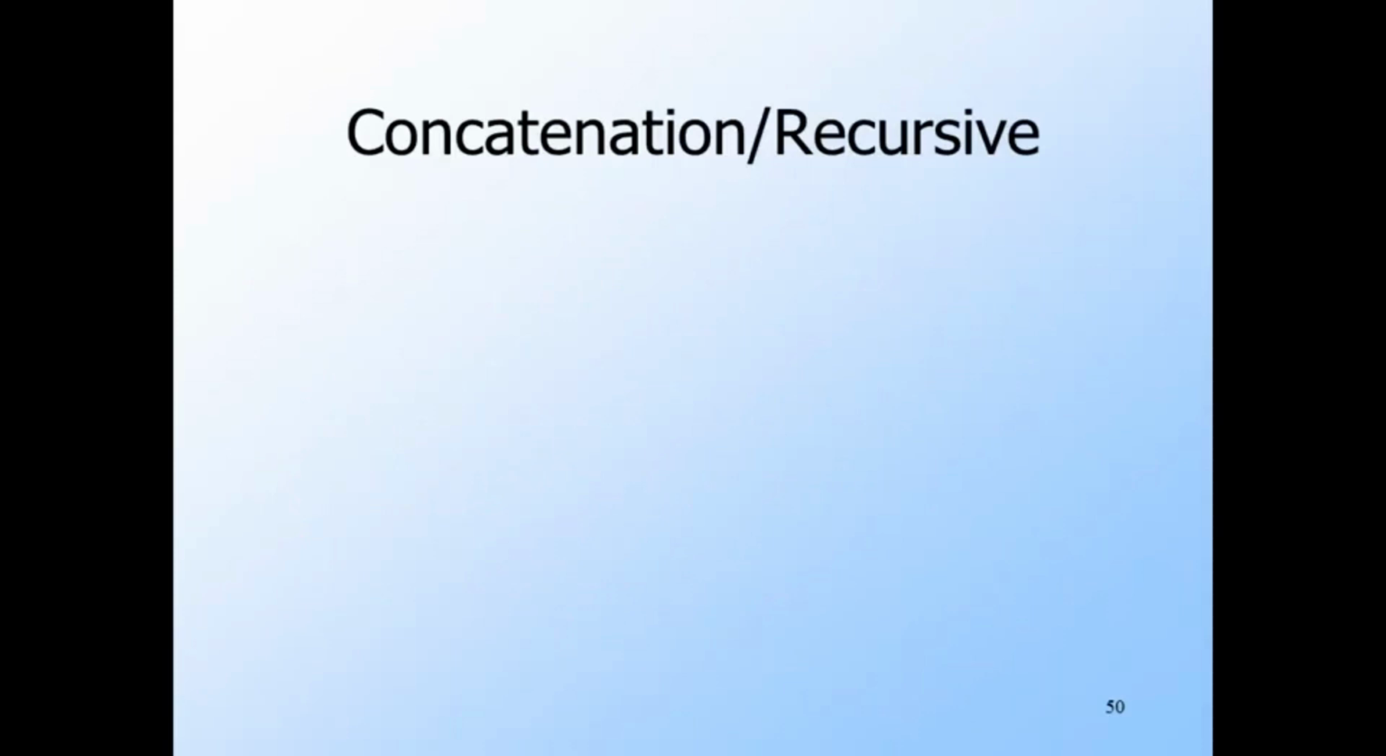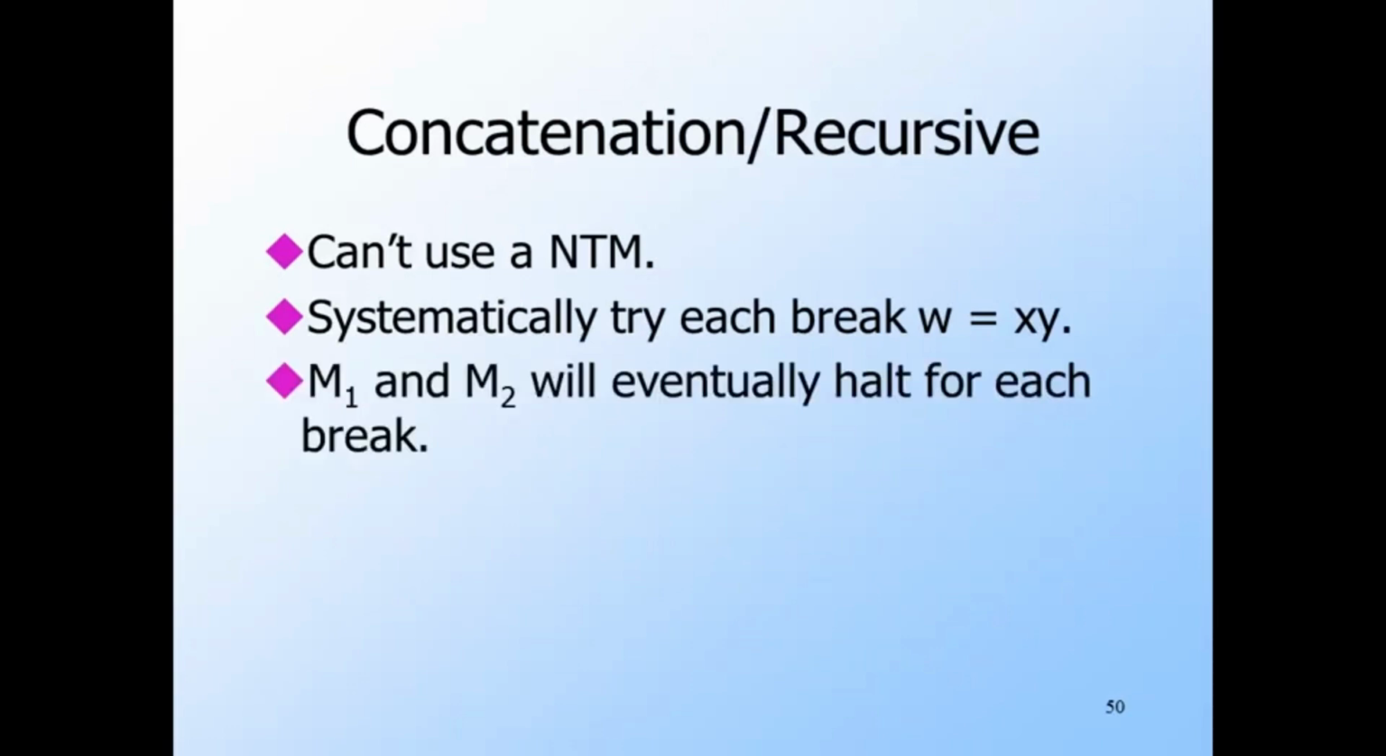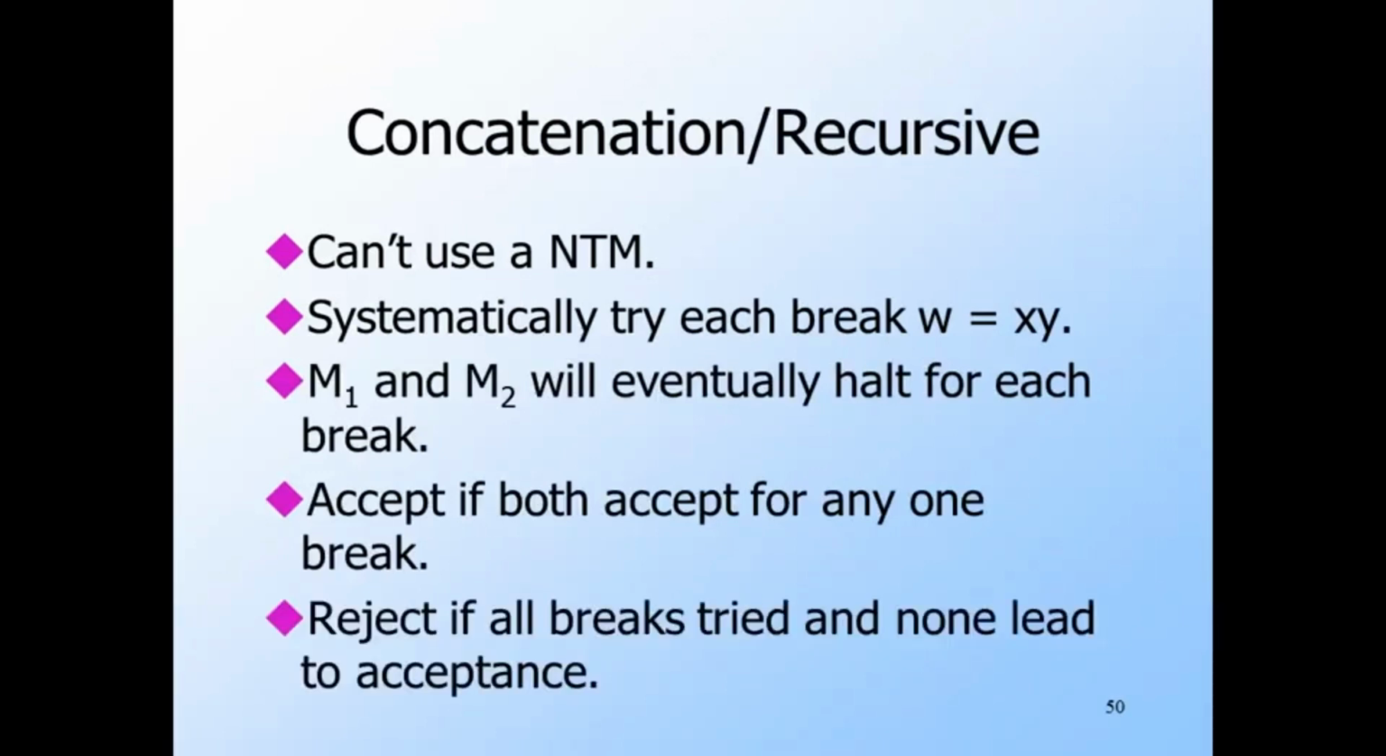Next, we claim the recursive languages are also closed under concatenation. We can't use the non-deterministic trick, or at least it's rather hard to do so. However, M will systematically try each possible breakpoint for W into XY. Run M1 on X and M2 on Y. M1 and M2 always halt on each X and Y. If for any breakpoint both accept their pieces, then M accepts. But if all breakpoints lead to rejection by one or both of M1 and M2, then M eventually runs out of things to try and rejects.